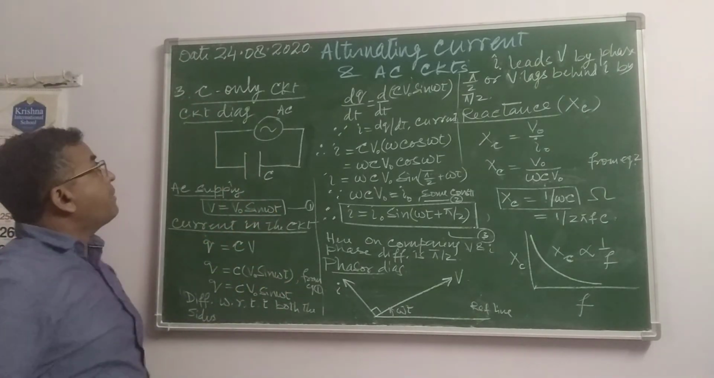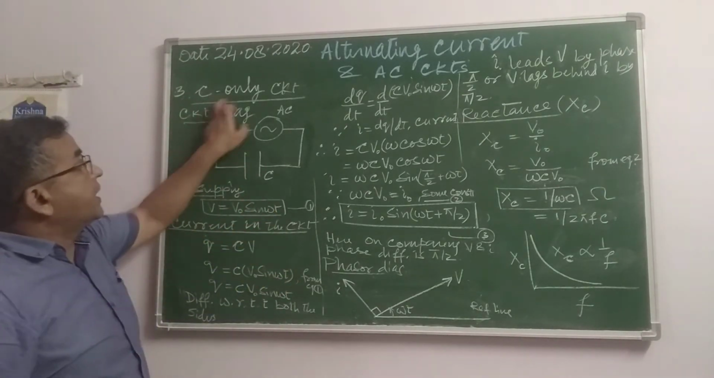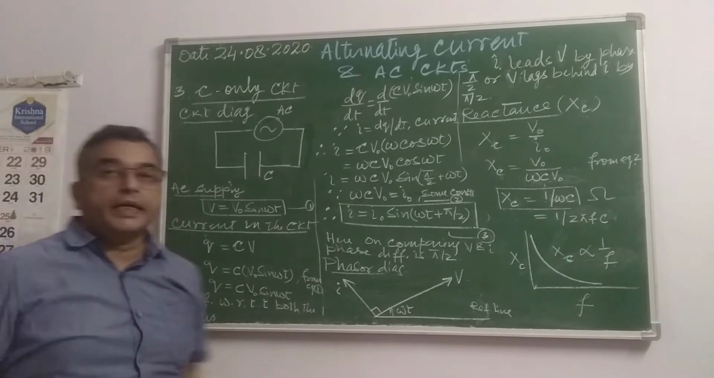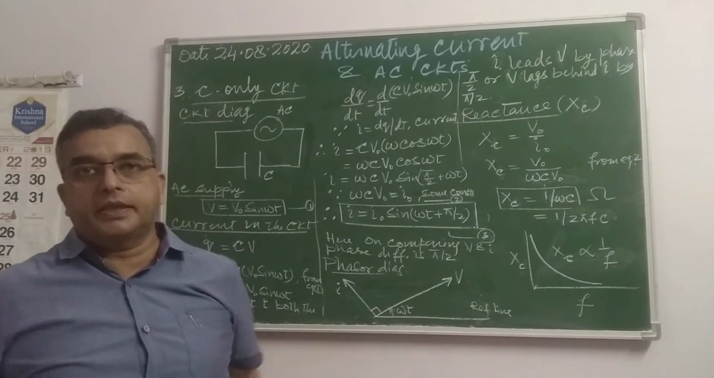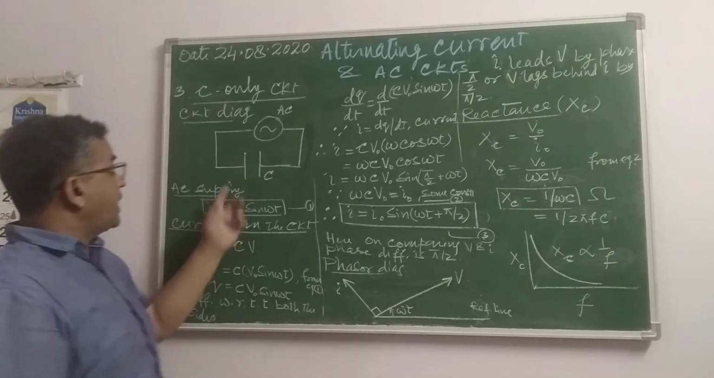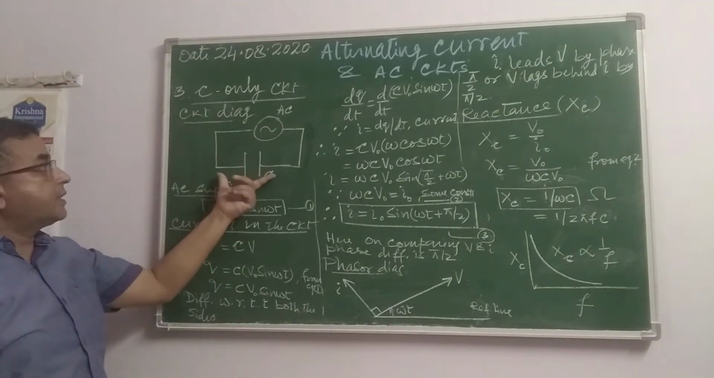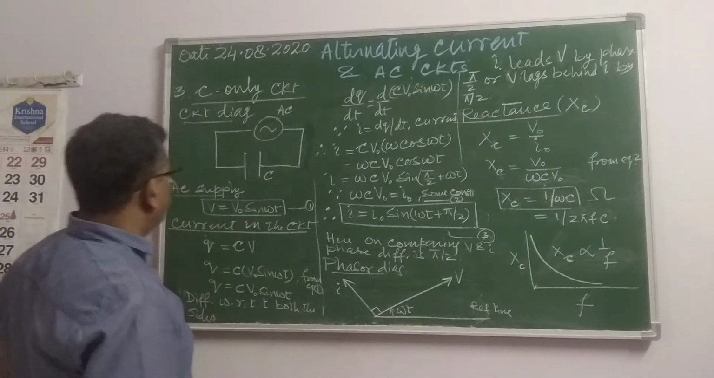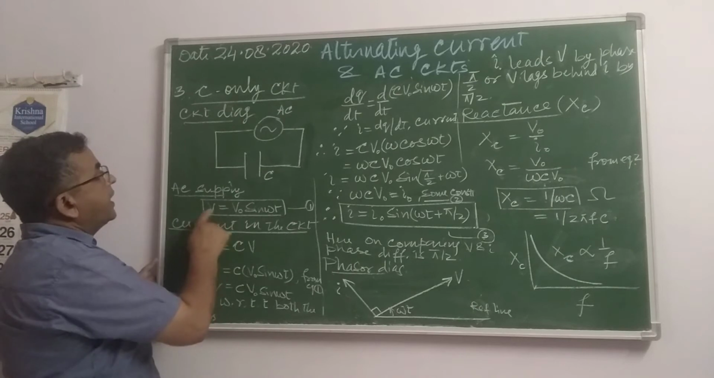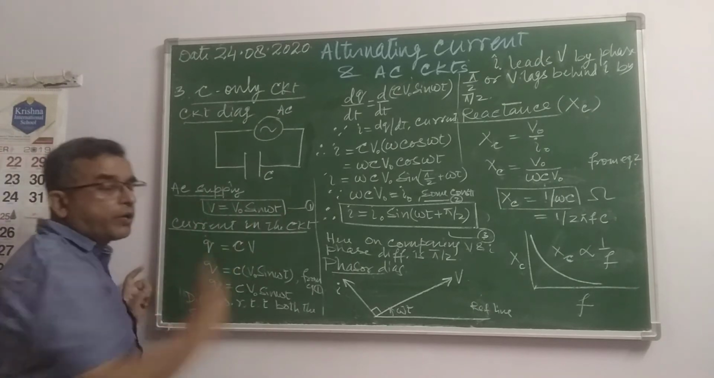This is the capacitor or C only circuit. In this circuit there is a capacitor of capacitance C joined to an AC supply. The circuit diagram is this. This capacitor is joined to the AC source, and the AC supply is V equal to V0 sin omega t.